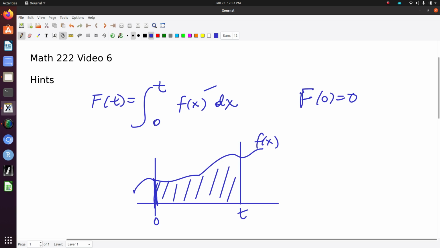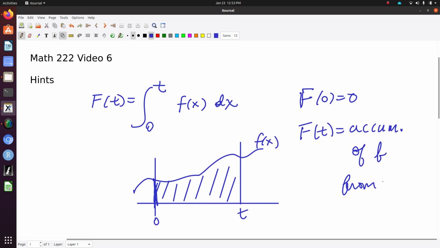What this means is we're saying, what is the accumulation? Capital F is the accumulation of little f starting at time 0. So initially everything's 0. This lower limit of integration always implies that you're starting the clock fresh. Okay? So that's what that structure means. And then capital F of t is the accumulation of little f from 0 to time equals t.